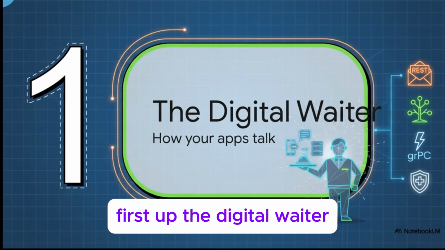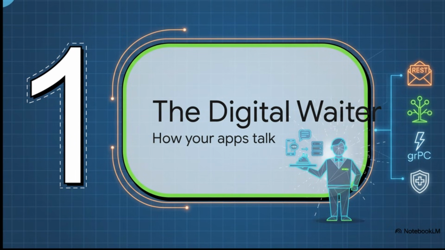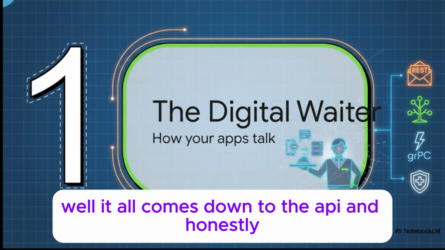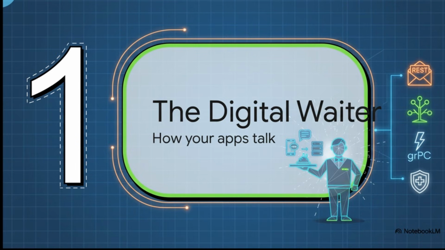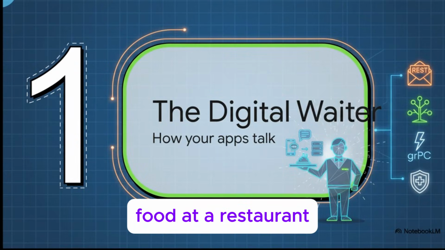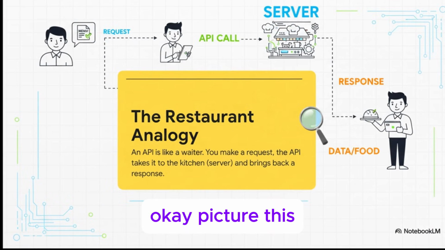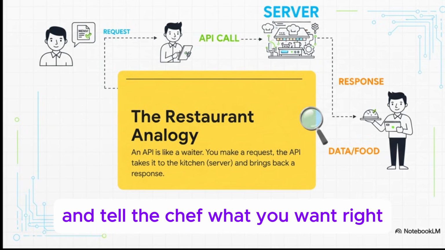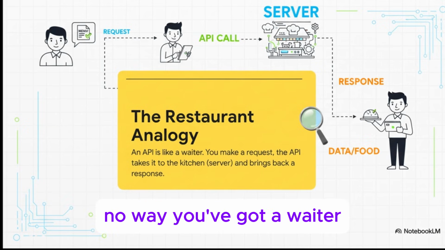All right, first up, the digital waiter. So, how on earth do all these different apps and programs actually talk to each other? Well, it all comes down to the API. And honestly, the best way to get it is to think about ordering food at a restaurant. Okay, picture this. You're sitting in a restaurant. You're not going to just barge into the kitchen and tell the chef what you want, right? No way. You've got a waiter.